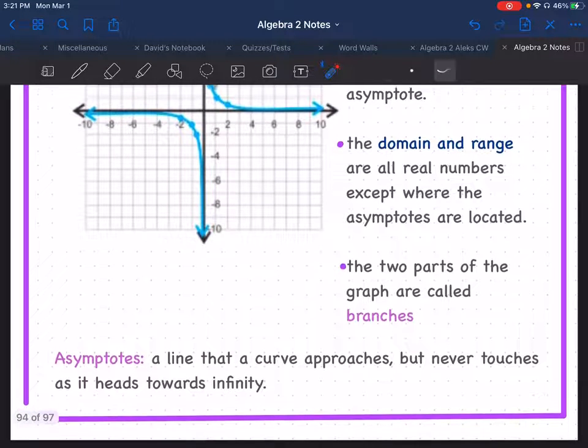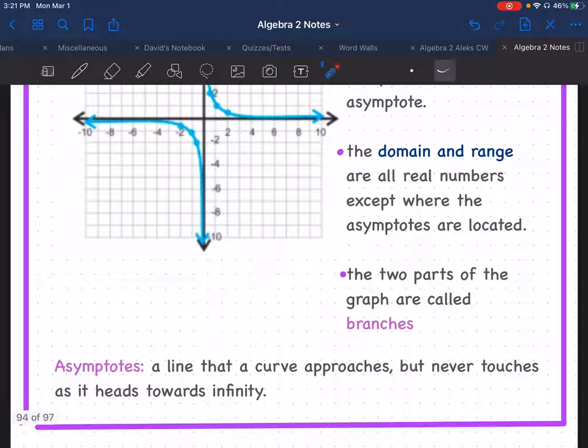An asymptote is just a line that a curve approaches but never touches as it heads towards infinity. So let's look at the x-axis right here, which was our asymptote. Notice this curve and this curve are never really touching it. They're getting really close, right? It looks really close, but it's just never going to touch it, okay?